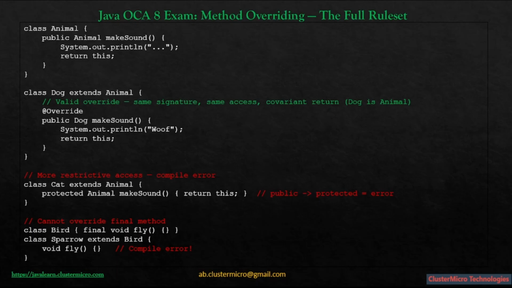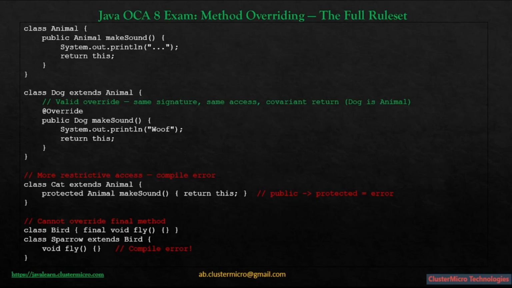Next one is cannot override a final method, right? We have a Sparrow. So we have class Bird, final void fly, and we have class Sparrow extends Bird. It is overriding void fly. So it is a compile time error. Why? Bird declares fly as final. The final keyword on a method means this implementation is locked. No subclass may replace it. Sparrow tries to override fly and gets a compile time error immediately.